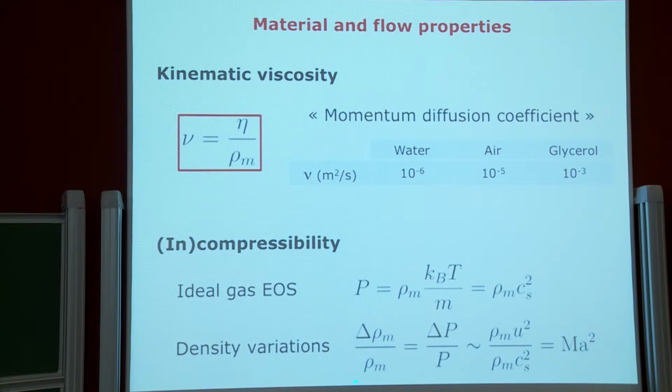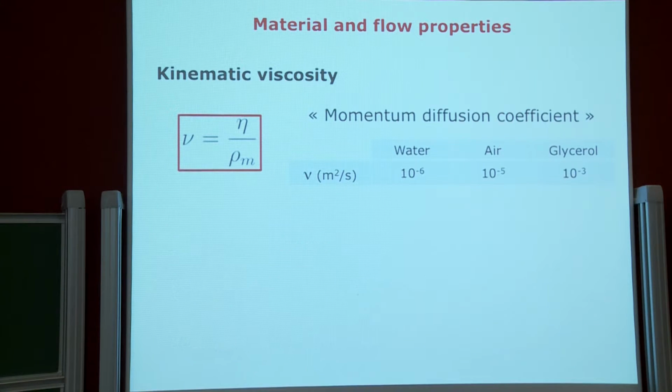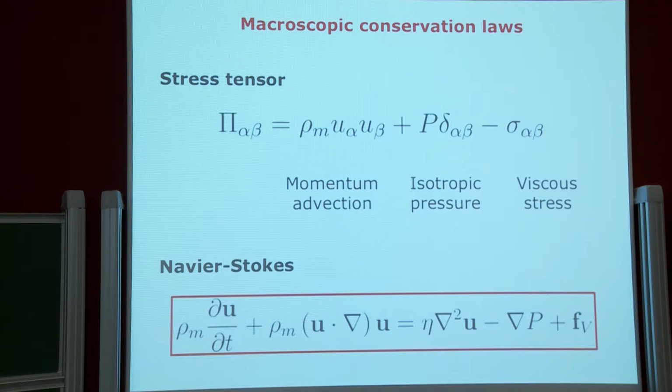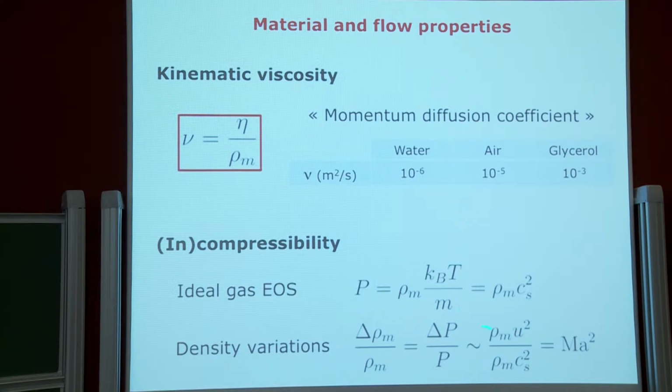And if we now look at the density variation, so that's the relative change in density, for an ideal gas it will be directly related to the relative change in pressure along your flow. And this, using the equation of state for the ideal gas, so the bottom part here is simply mass density times the speed of sound squared. And coming back to the expression for the stress tensor, you see that you have a pressure term here that should be balanced by this momentum advection term. So if you look in one direction, you would have P of the order of rho m times the square of the velocity. So coming back to this ratio between pressure change and pressure, you end up with a ratio between the velocity squared and the speed of sound squared. So that's the square of the Mach number.